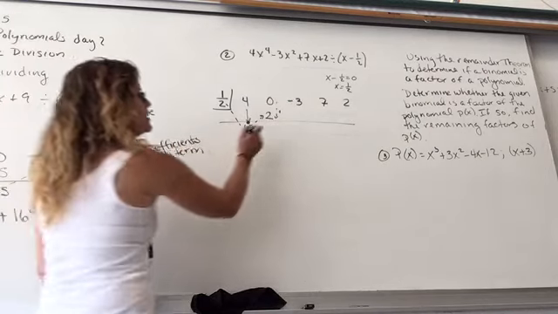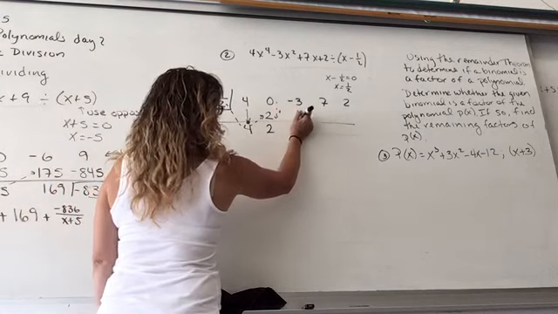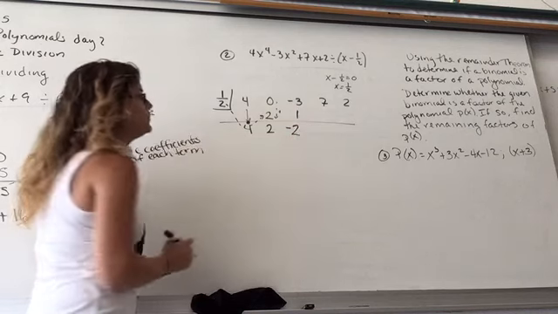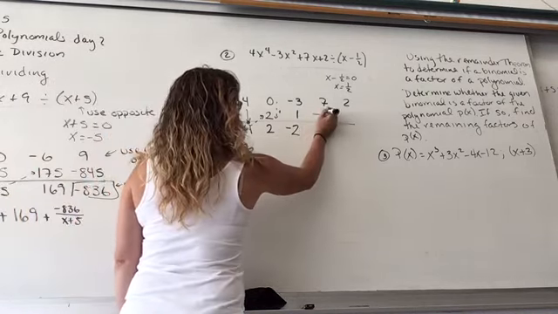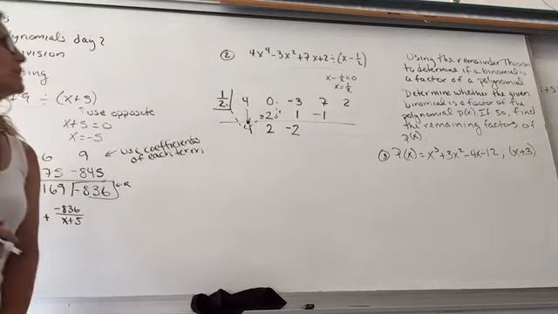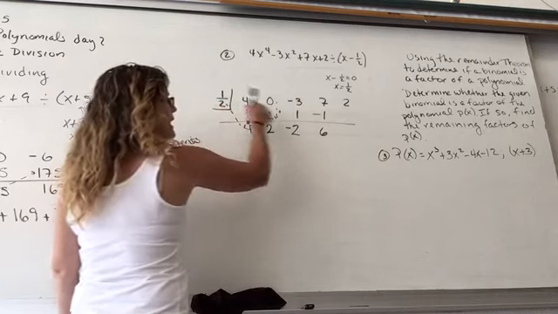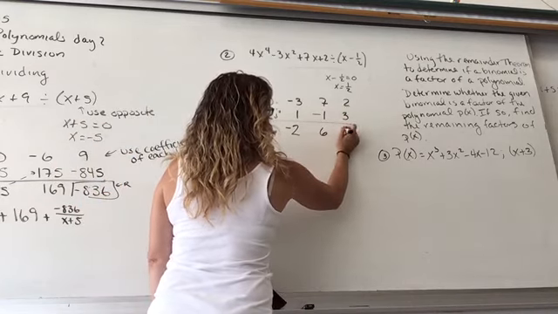So 0 plus 2 is 2. What's half of 2? That's 1. And I'm going to add these together. So negative 3 plus 1 is negative 2. And then I go half of negative 2 is negative 1. 7 plus negative 1 is 6. 1/2 of 6 is 3. 2 plus 3 is 5.